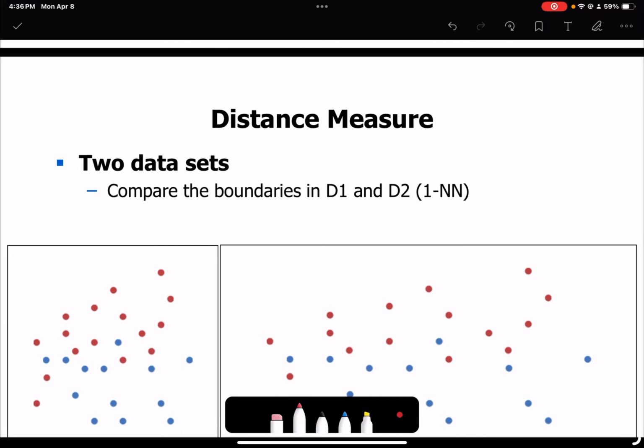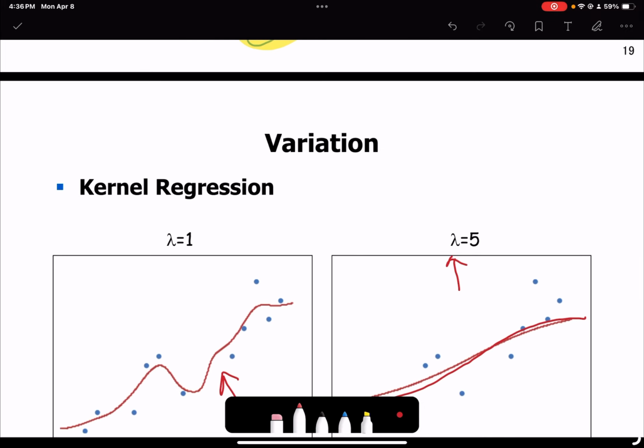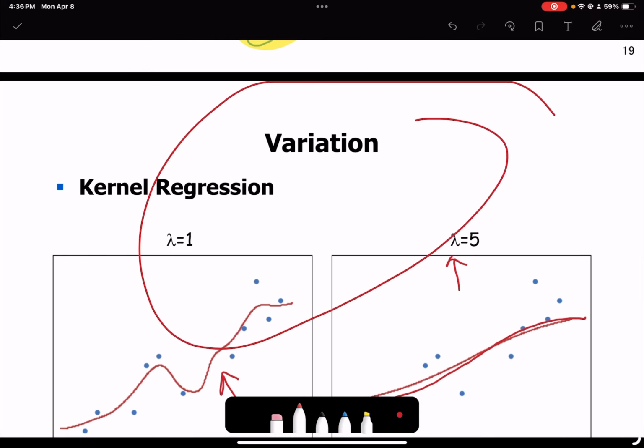So we can see here the impact of different distance measures. If we change the distance measure simply from Euclidean distance to other distance measures, and we give weights to those points that are closer to the data point, we can see a different variation of the KNN algorithm that is more realistic.